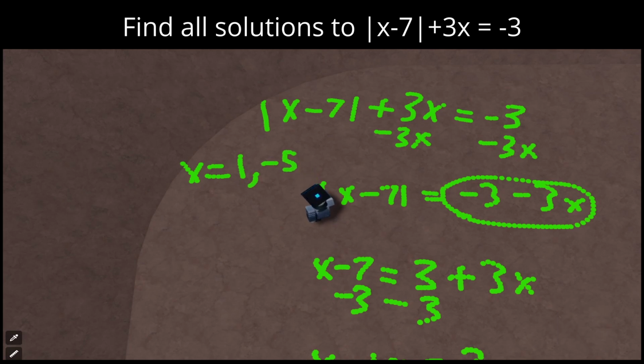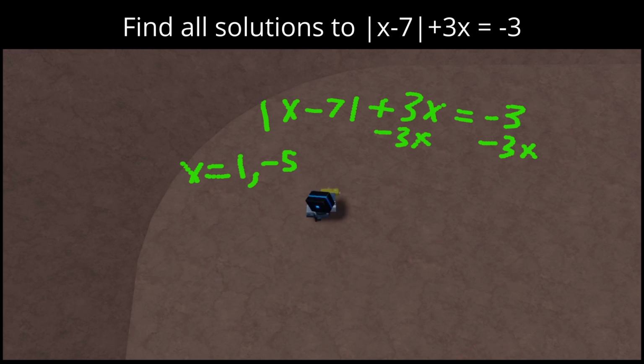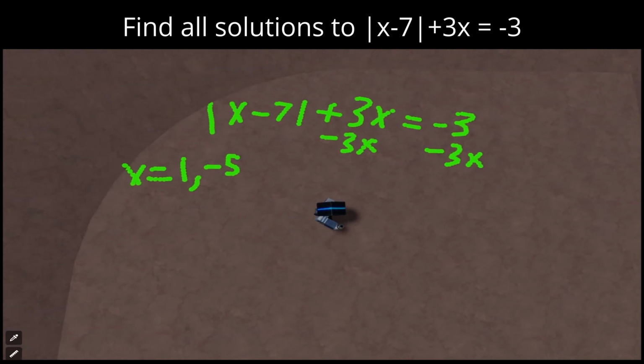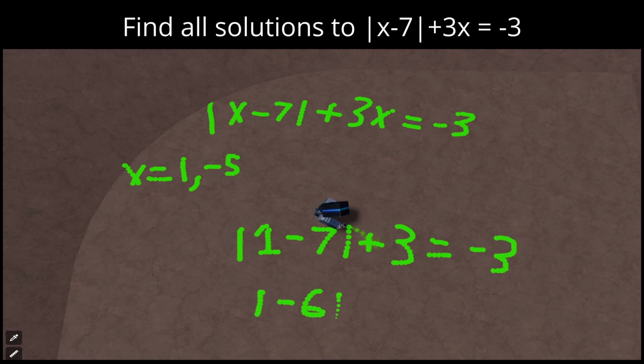But what if both of these solutions aren't actually correct? Why don't we try checking our answers and see if both these are correct or only one of these is correct? So first, let's check x equals 1. If I plug that into our initial equation, let me just erase all this so you can see it. That's 1 minus 7 in absolute value plus 3 times 1, which is just 3, is equal to negative 3. Now let's see if this is a true statement. 1 minus 7 is negative 6 in absolute value, plus 3, is equal to negative 3.